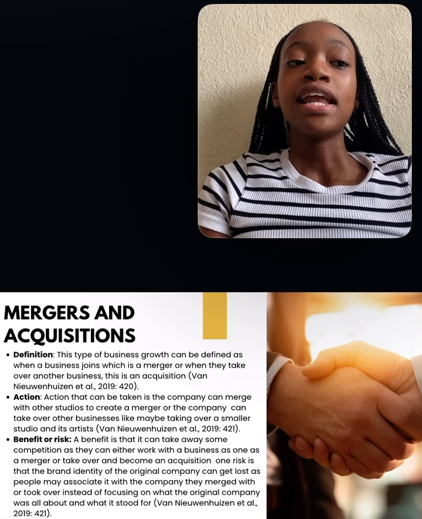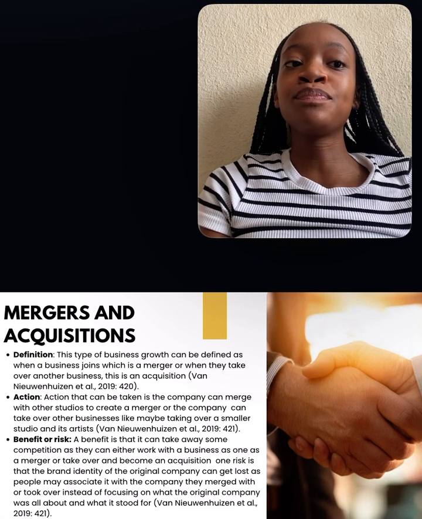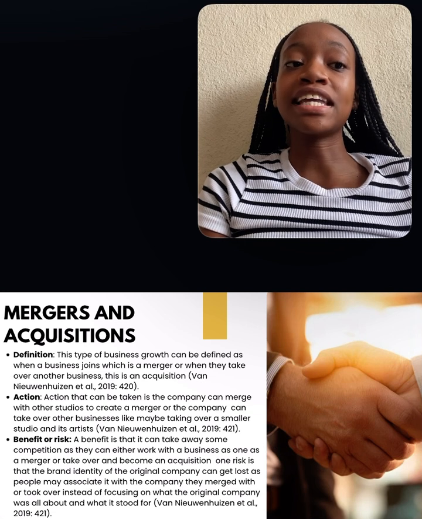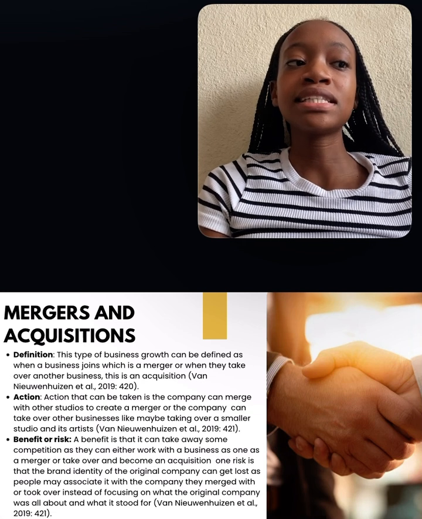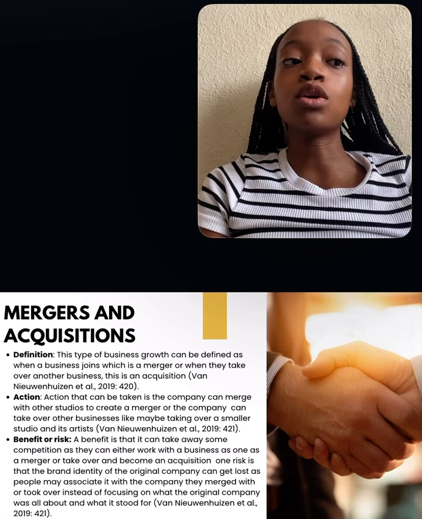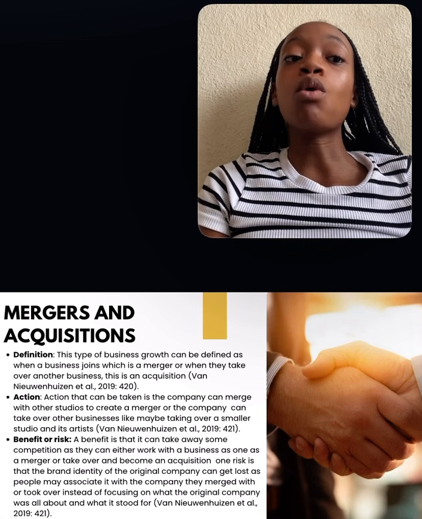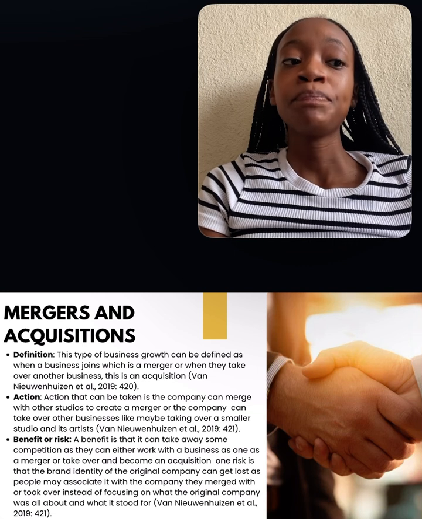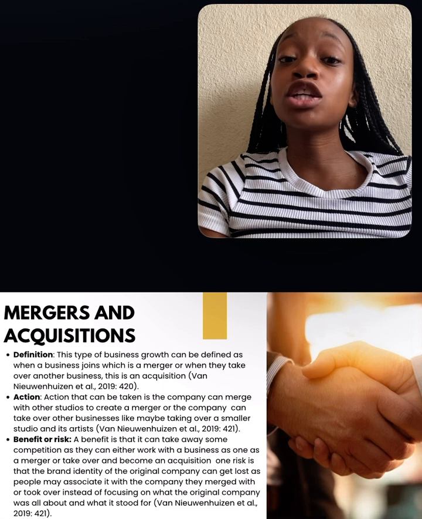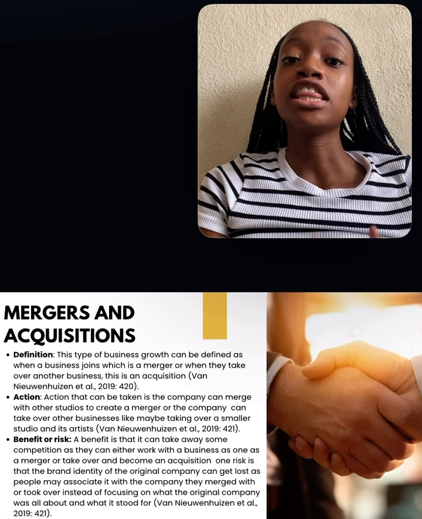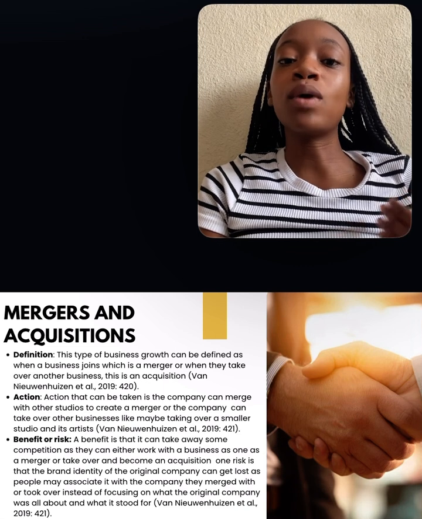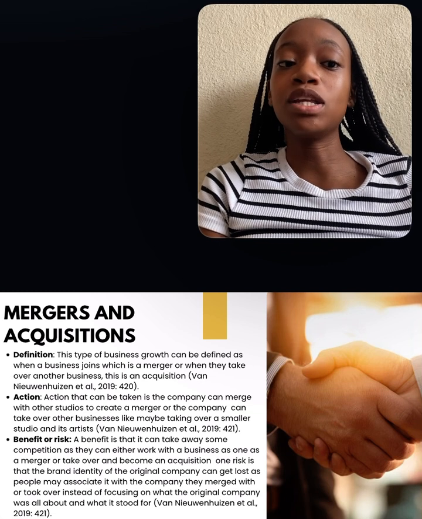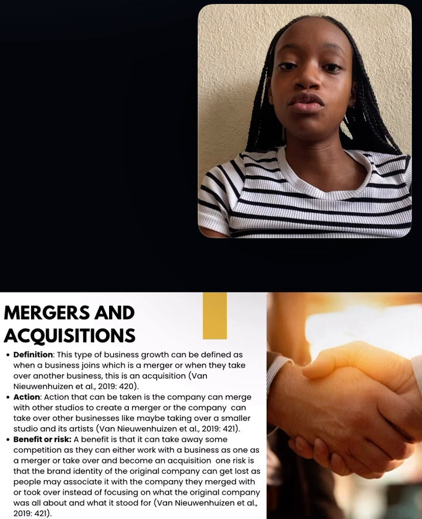Now, a benefit is that it can take away some competition, as the business can either work with another business as a merger, or it can take over as an acquisition. Now, one risk is that the brand identity of the original company can get lost, as people may associate the company with the company that they merged with or the one that they took over, instead of focusing on what the original company was all about and what it stood for.